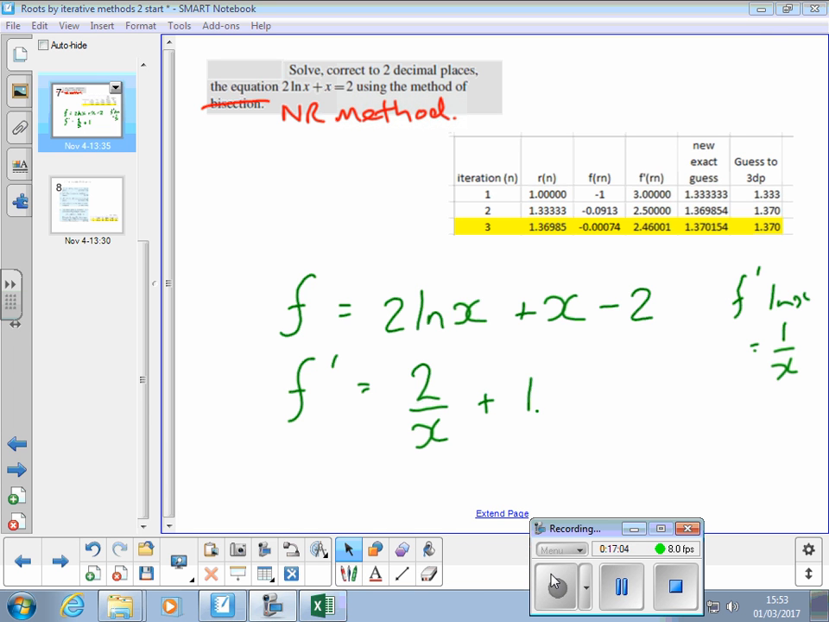Yeah? So either you possibly went wrong differentiating, or anyone put plus 2 there, or didn't shift it. You have to equate the function to 0 to use the method. So that you won't get. Is that what you had for the differential? Yeah.